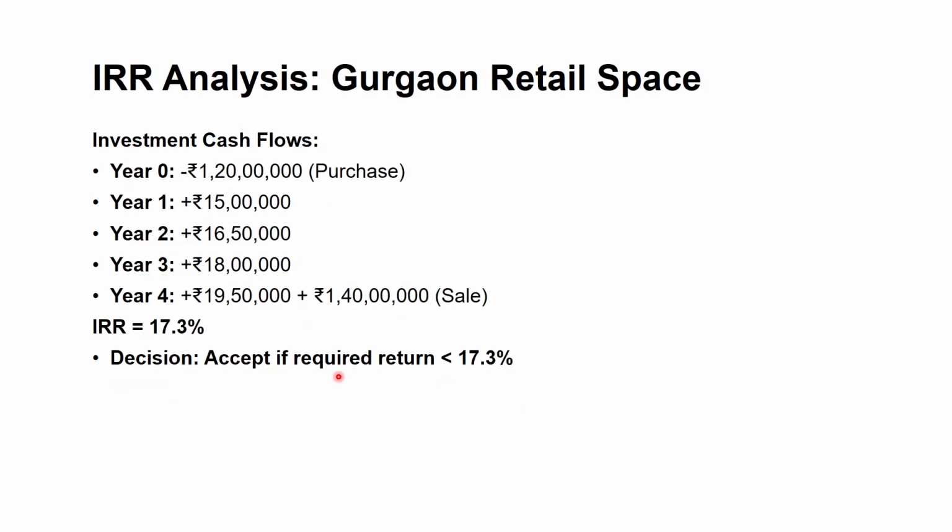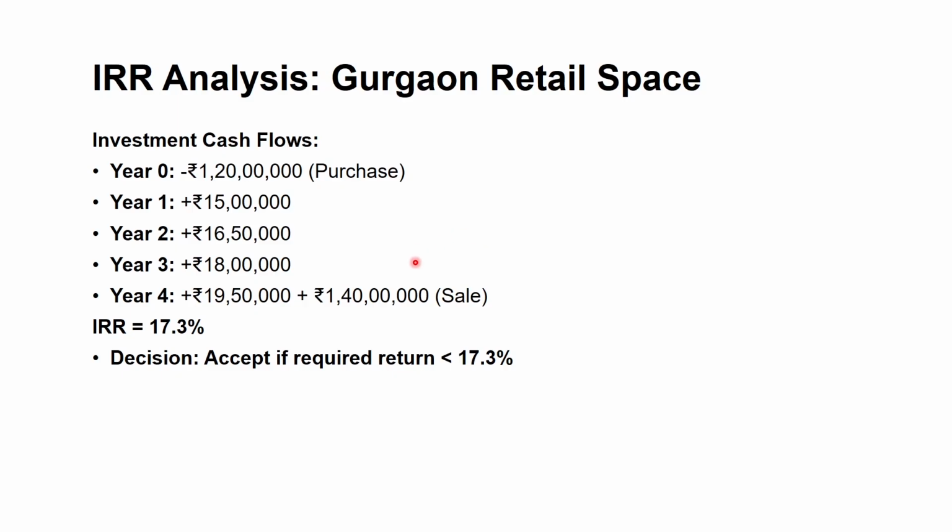Then we move on to an example here. So, let us calculate IRR for a Gurgaon retail space investment. We invest 1.2 crores initially and receive cash flows of 15 lakhs, then 16.5, then 18 lakhs and finally 19.5 lakh plus 1.4 crore from sale in the fourth year. So, if your required return is less than 17.3%, accept this investment, right. If your required return is higher, reject it.